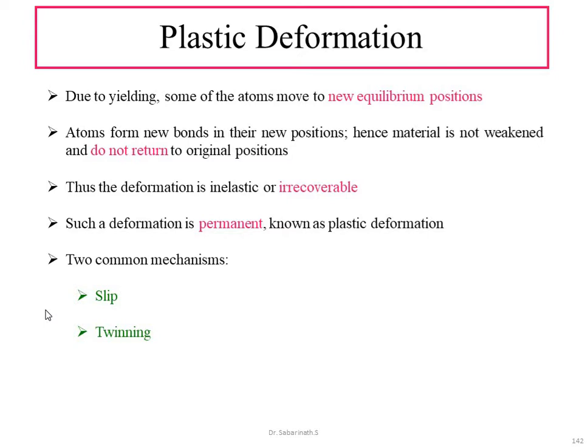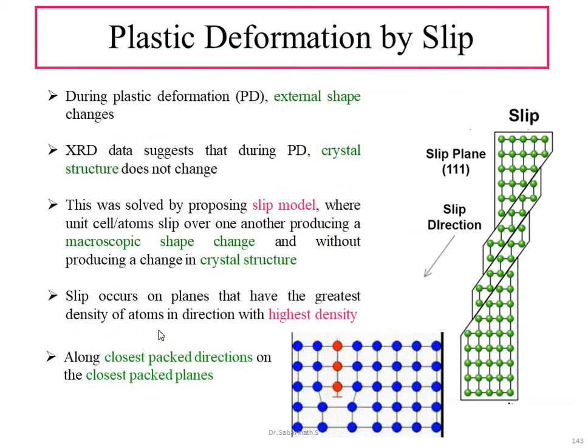In the last class we have seen the various deformations which happen. Basically we have seen elastic and plastic deformation, and we have just seen the names of two common mechanisms occurring in plastic deformation, that is slip and twinning. Today we will see the details and the difference between these two mechanisms. To start with, first we will focus on slip.